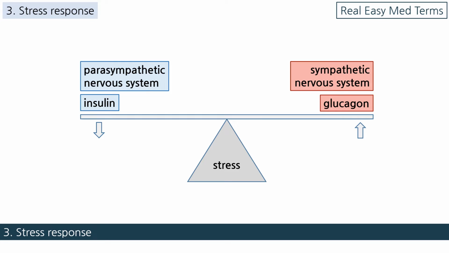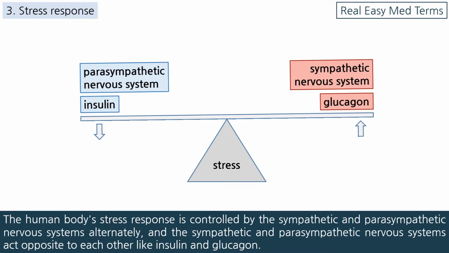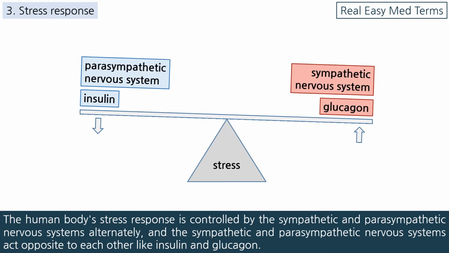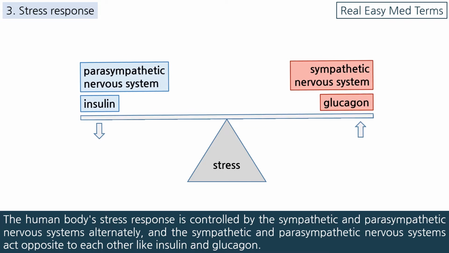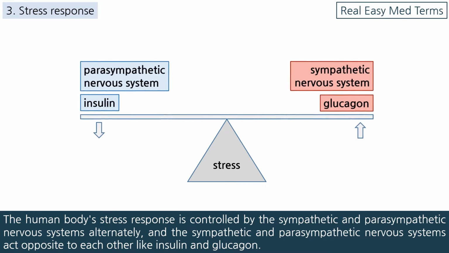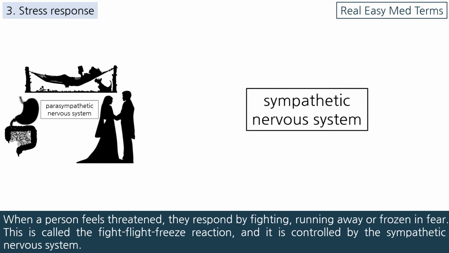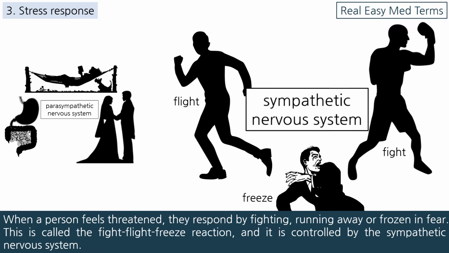3. Stress response. The human body's stress response is controlled by the sympathetic and parasympathetic nervous systems alternately, and the sympathetic and parasympathetic nervous systems act opposite to each other, like insulin and glucagon. When a person feels threatened, they respond by fighting, running away or frozen in fear. This is called the fight-flight-freeze reaction, and it is controlled by the sympathetic nervous system.